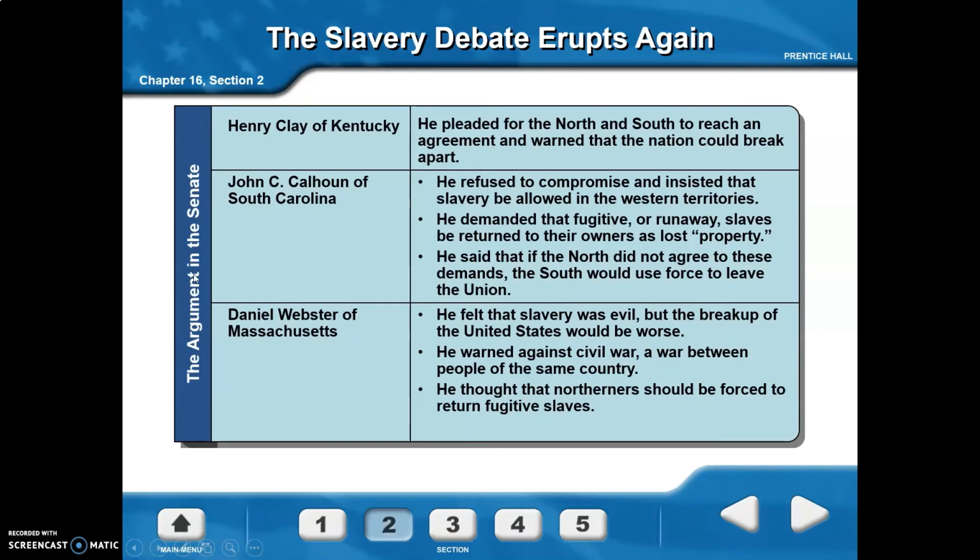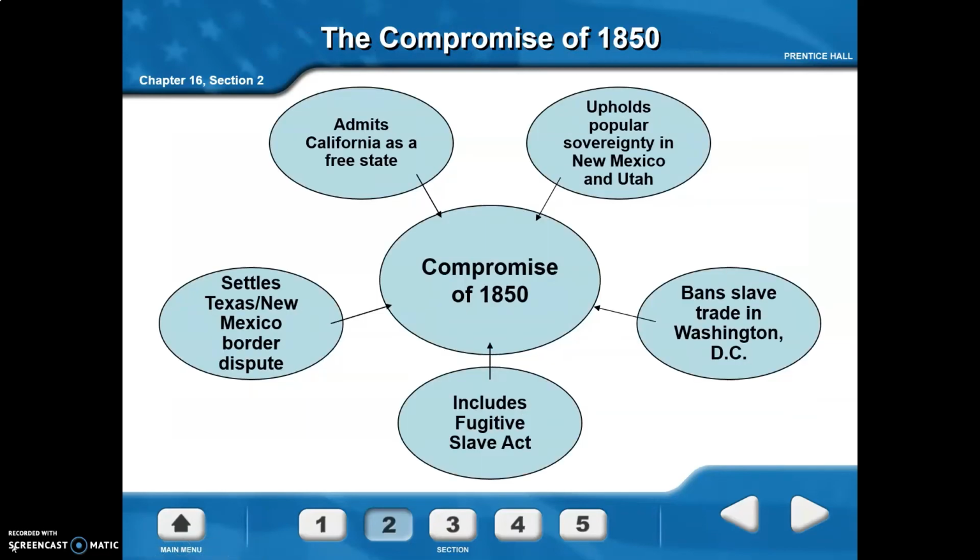And Webster also thought that Northerners should be forced to return fugitive slaves to the South. And many people did not like that whole idea of returning fugitive slaves back to their owners, because we already kind of know what the situation is going to be if a fugitive slave is returned to their owner, and it is not going to be a positive thing.